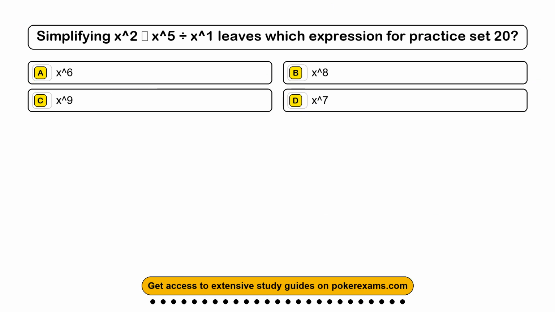Question 6. Simplifying x^2 · x^5 divided by x^1 leaves which expression for practice set 20? Option A x^6. Option B x^8. Option C x^9. Option D x^7.